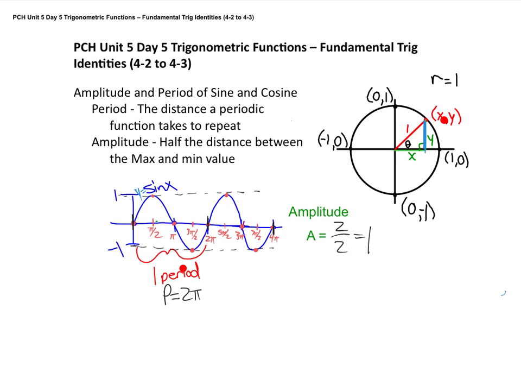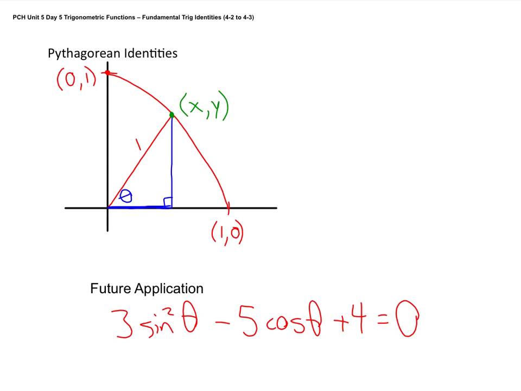All right, so let's look at our next set, and these are what are known as the Pythagorean identities. Now, question, how do you think we're going to develop the Pythagorean identities? The Pythagorean theorem. This is why they're called the Pythagorean identities.